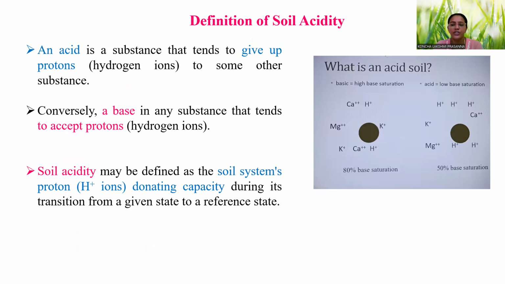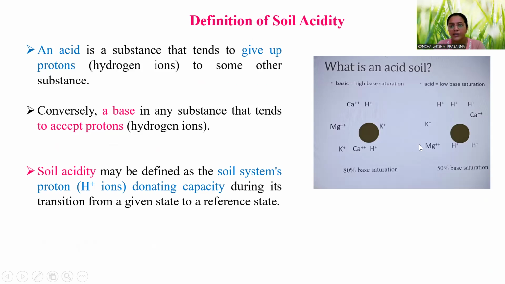Now we are coming to the definition of soil acidity. Before going to soil acidity, let's discuss what is acid and what is base. Generally, an acid is a substance which tends to give up protons or hydrogen ions. A base is a substance which tends to accept protons or H plus ions. Soil acidity is the soil system's proton donating capacity from one transition state to a reference state.